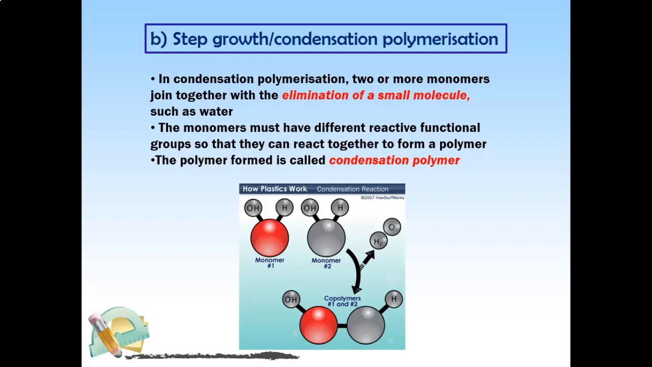Okay, for step growth polymerization, it consists of two or more monomers joining together with the elimination of a small molecule such as water, alcohol, and so on. The monomers must have different reactive functional groups so that they can react together to form a polymer. So it means that you have a monomer A and monomer B that will react to form a polymer. In any reaction resulting in the formation of a chain or network of high molar mass, the functionality of the monomer is of prime importance in step growth polymerization.